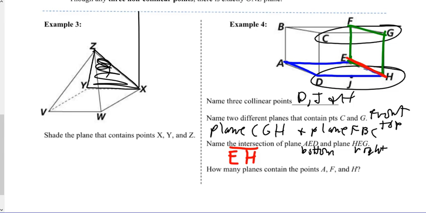How many planes contain H, F, and A? Okay, we got a lot of marks on here. So H, F, and A. How many planes contain all three of those? None of them. H and A are on the top, H and F are on the right, but none of them contain all 3 points. That's it.